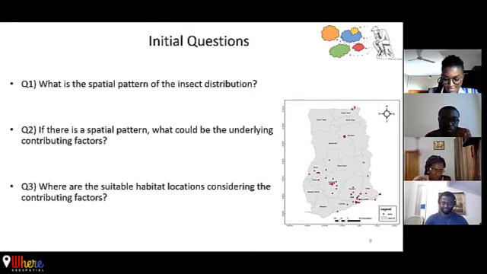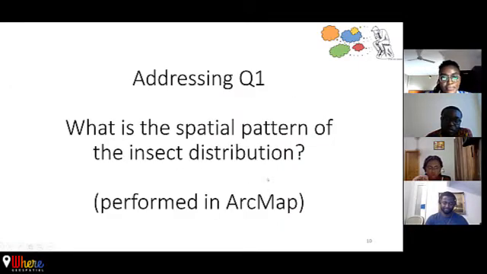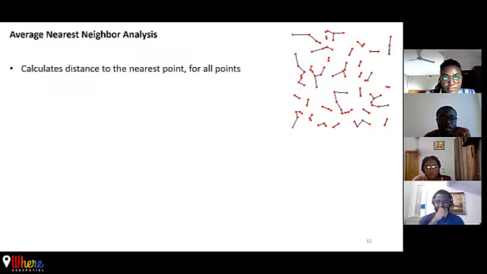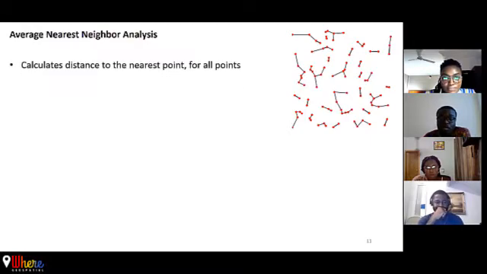So without wasting time, I would move on to the next slide, which is addressing question 1, which is looking at what the spatial pattern or the spatial distribution is for these points. So I did average nearest neighbor analysis, and this is basically trying to understand the spatial distribution. Average nearest neighbor analysis computes the average distances between all of the points you saw on the map, and then it compares that to that of a random distribution.